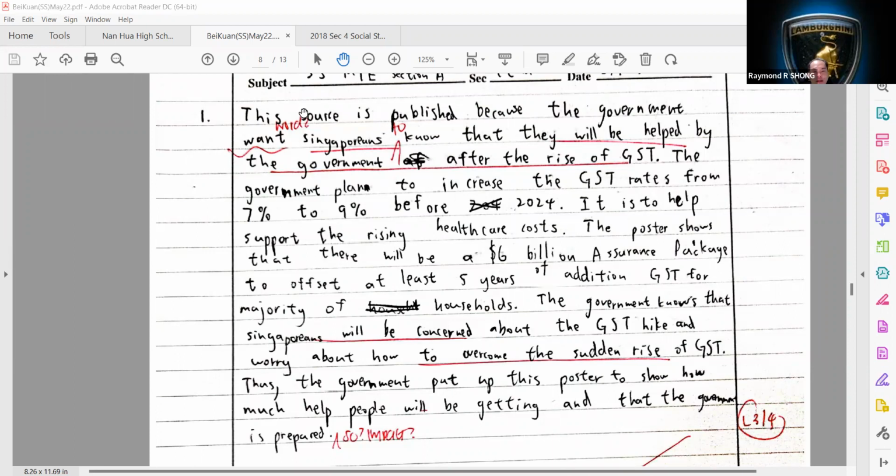Okay, I hope I don't disrupt. Why cannot?